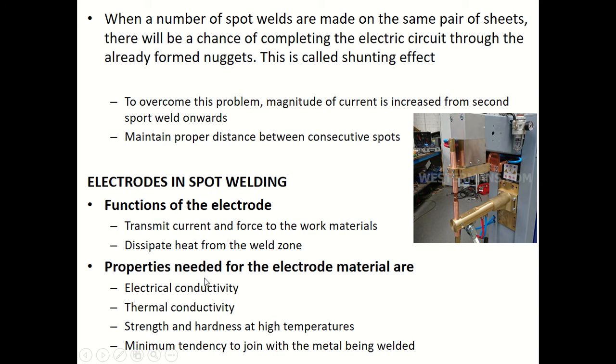If you look at the properties, what type of electrode material is needed? The properties needed for the electrode material are electrical conductivity, which should be high, thermal conductivity should be high, and strength and hardness at high temperature. It should be able to withstand high temperature, so it should have high temperature strength and high temperature hardness, and minimum tendency to join with the metal being welded. Which means the electrode should not stick to the workpiece and pierce into it.